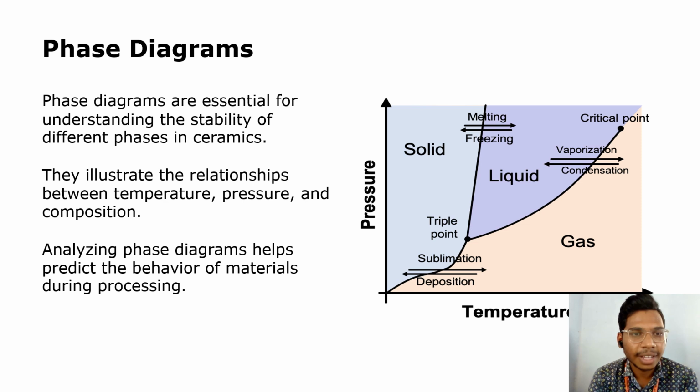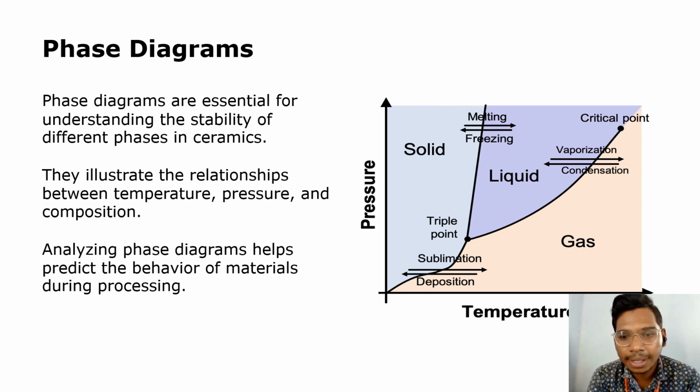Phase diagrams of ceramics. Phase diagrams are essential for understanding the stability of different phases of ceramics. They illustrate the relationship between temperature, pressure, and composition. Analysis of a phase diagram helps to predict the behavior of a material during processing.